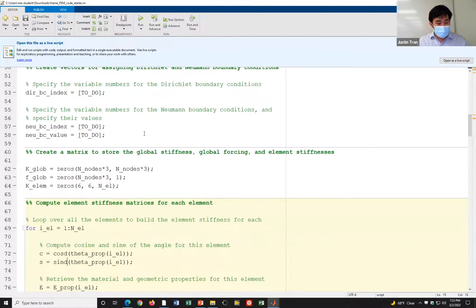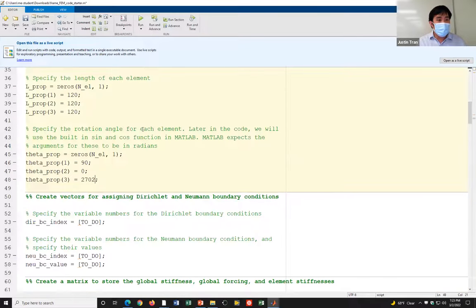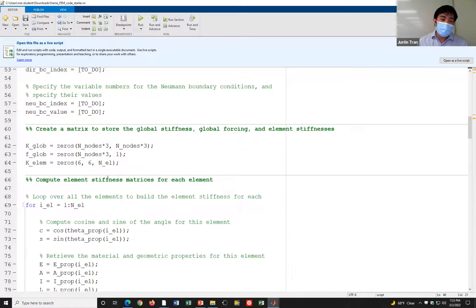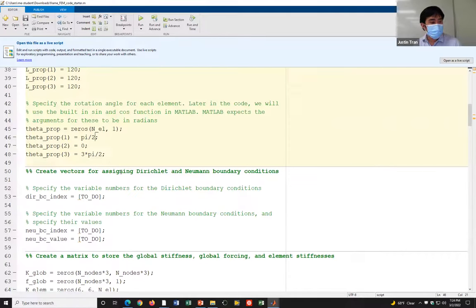Just for the sake of how I had it before, I'm going to do it in terms of radians, but if you want to do it in degrees, that's fine too. Just make sure you make the appropriate changes to line 72 and line 73 to be cosd and sind. Either way works. Just make sure you stick to a method. Okay. Any questions?